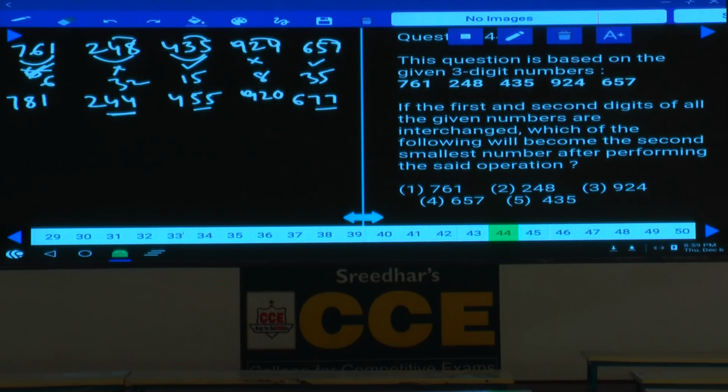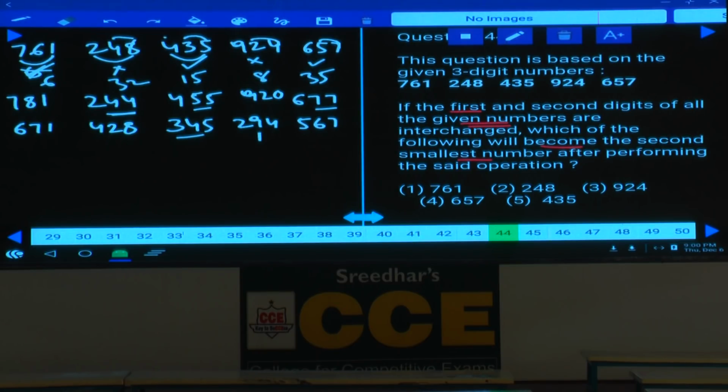Then question number 44, the first and the second digit of all the given numbers are interchanged. First and the second digits are interchanged. Now 761 will be 671 and 248 will be 428 and 435 will be 345 and 924 will be 294 and 657 will be 567. Then which of the following will become the second smallest number? Now tell me what is the first smallest number here? First smallest number is 294 and the second smallest number is 345.